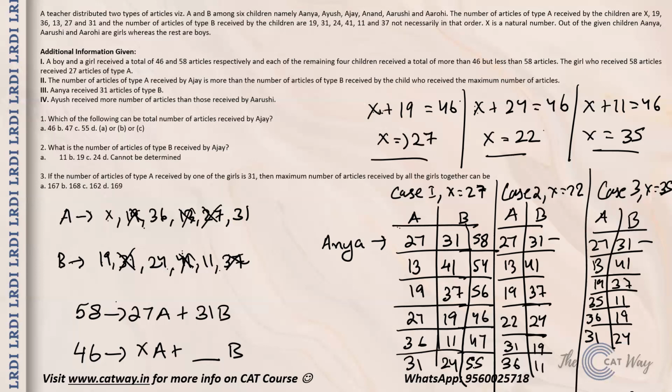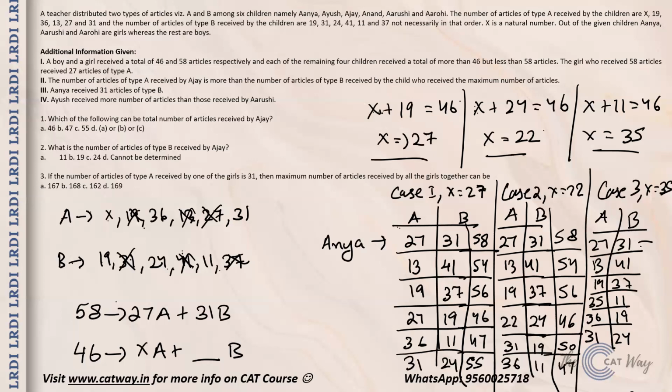Now here if you calculate the totals, this is again 58, this is again 54, and this is 56. 42 plus 22 is 46. 31 plus 19 is 50, and 36 plus 11 is 47.